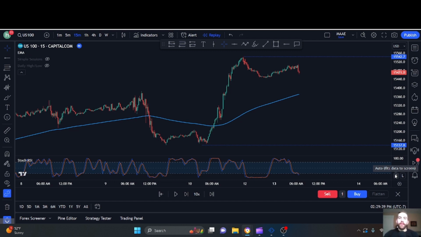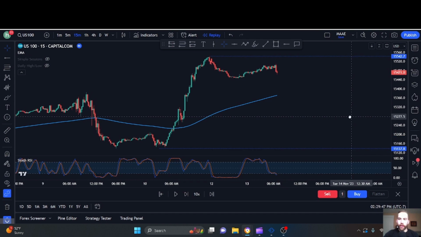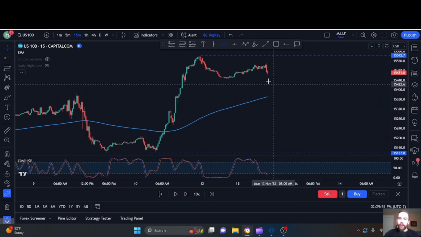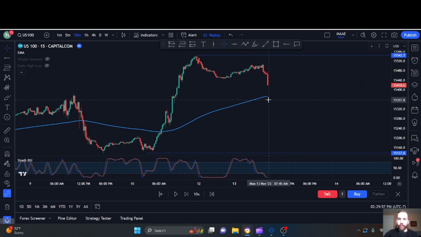Hello everyone. Today I'm going to be breaking down my trade from this morning, November 13th on NAS100. This is the 15-minute time frame here on TradingView, and I came into the market just before market open today, right about 7:15, 7:30.